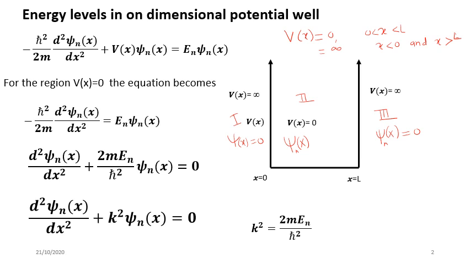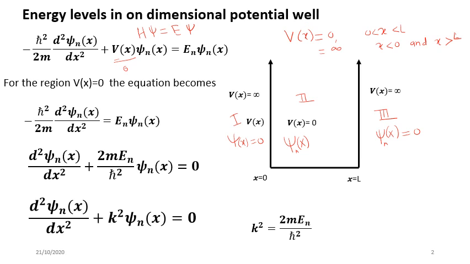Whenever we have to find such solutions, we start with the Schrodinger equation, that is H psi is equal to E psi, where H is the Hamiltonian, psi is the wave function, E is the energy eigenvalue, and psi is again the wave function. Here we have the kinetic energy part and the potential energy part. In the second region, V of x is equal to 0.